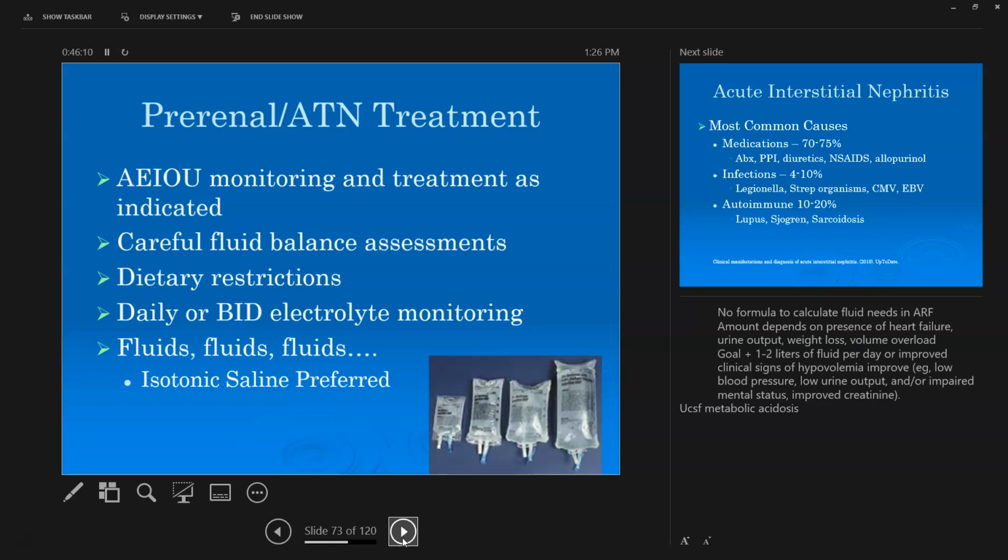But they won't be happy with you. No, they won't. They're not going to like it. These patients are probably going to need daily, if not maybe twice a day, electrolyte monitoring. And if it's pre-renal, lots and lots of fluid.